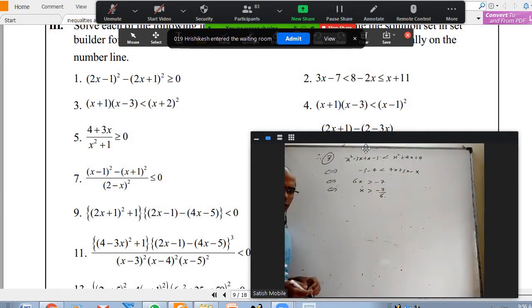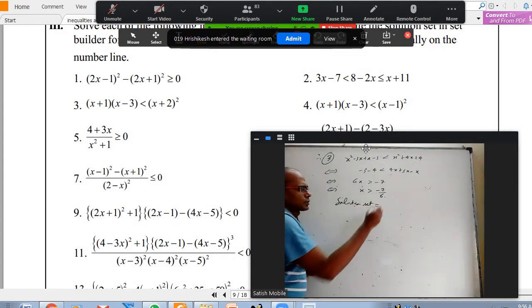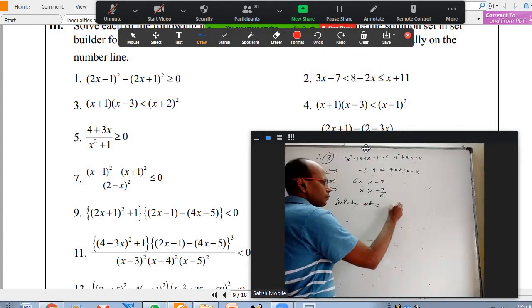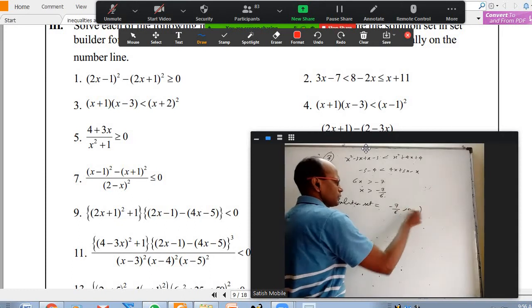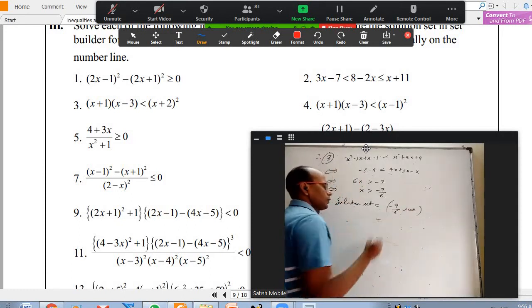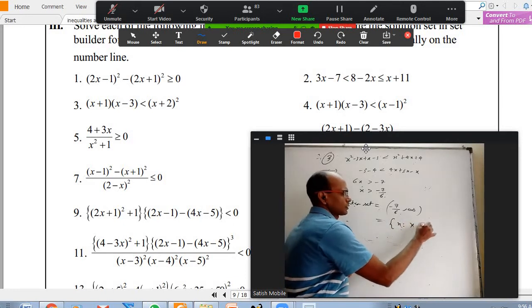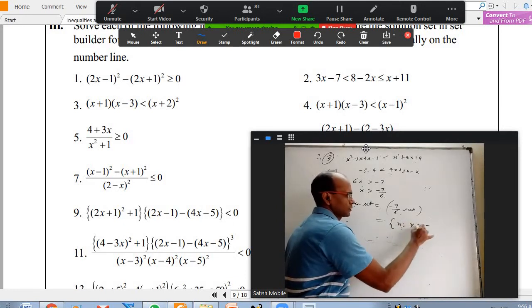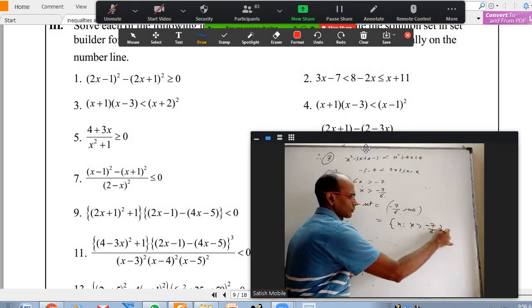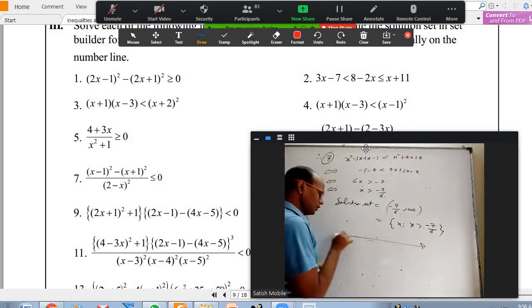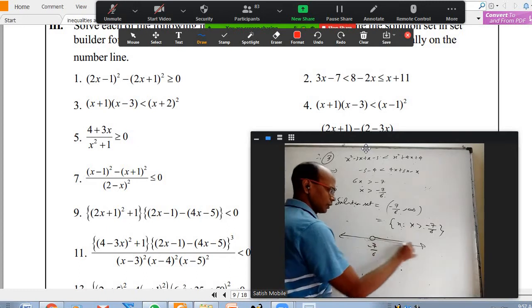Is it correct, third one? x is greater than minus 1 by 6? Yes, sir. Minus 7 by 6. Okay. So the solution set is minus 7 by 6 to infinity, which is also x such that x is greater than minus 7 by 6. On the number line, it is simply an open interval, minus 7 by 6 and everything on the right side.